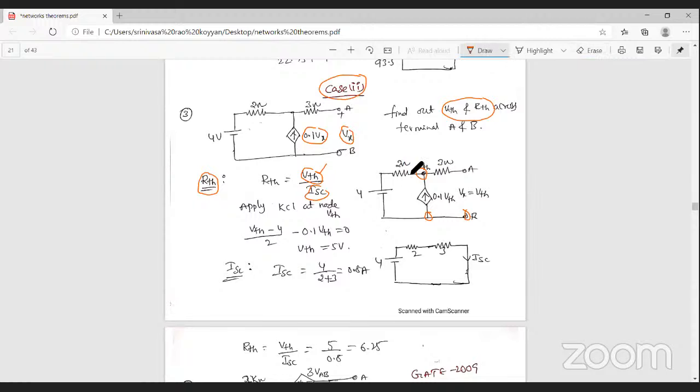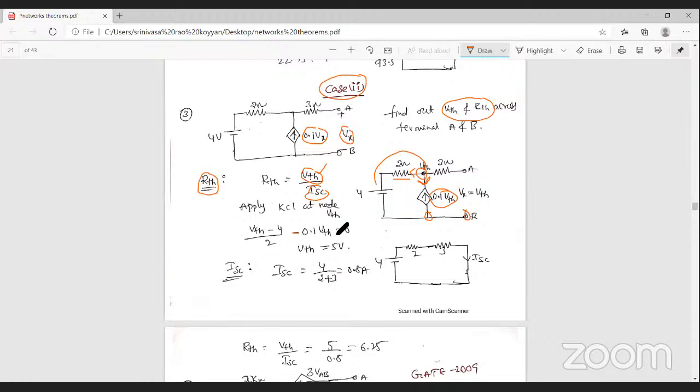Then you can apply the KCL at this node. Let us assume the leaving currents. The current is (VTH minus 4) by resistance, that is (VTH minus 4) by 2. But here the current is entering, whereas your assumed direction is leaving. That's why here it is minus 0.1 VTH.